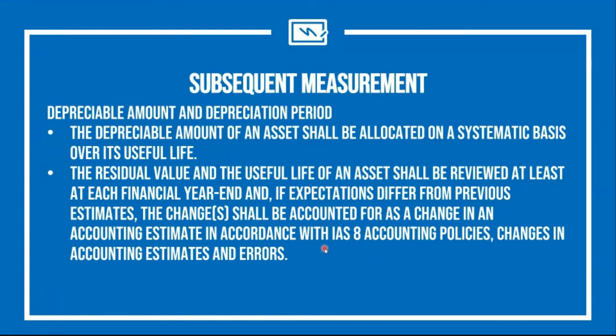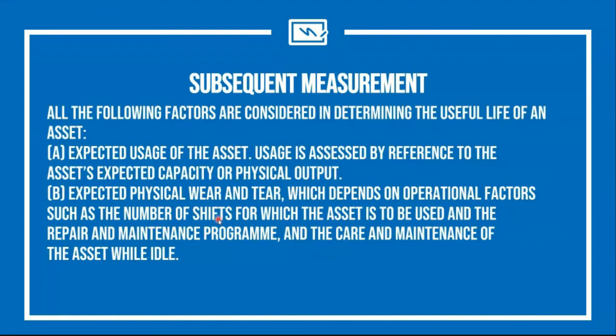You are now depreciating the asset, okay, whenever there are significant changes either in the residual value or the useful life, because of your evaluations and because of your review, then you need to apply the change as a change in accounting estimate, and according to IAS 8, changes in accounting estimate must be accounted for currently and prospectively. So meaning it will not affect the previous periods, it will only affect the current report and the future reports if applicable. Okay? It says here, all the following factors are considered in determining the useful life of an asset.